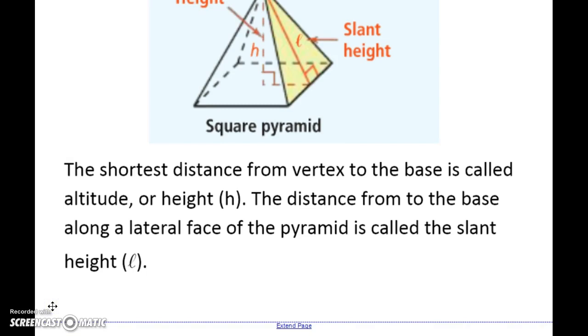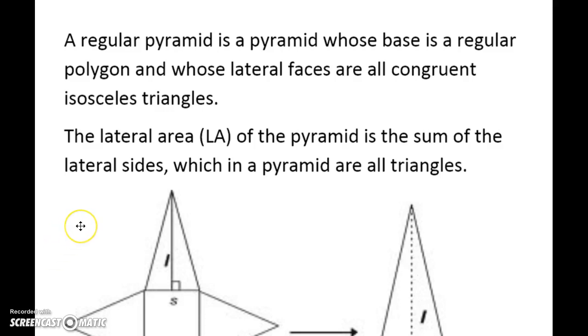The shortest distance from the vertex to the base is called the altitude, and the distance from the base along a lateral face of the pyramid is called the slant height. So moving right along. A regular pyramid is a pyramid whose base is a regular polygon and whose lateral faces are all congruent isosceles triangles.